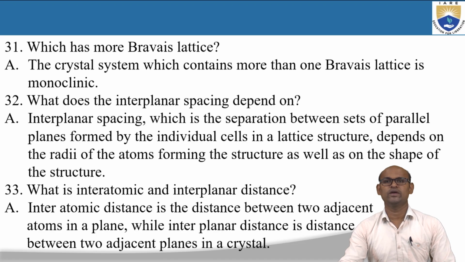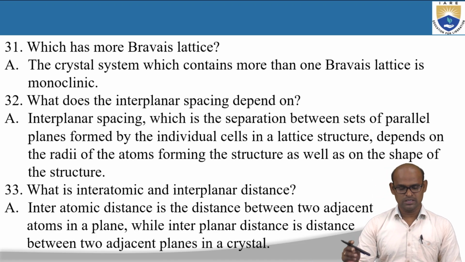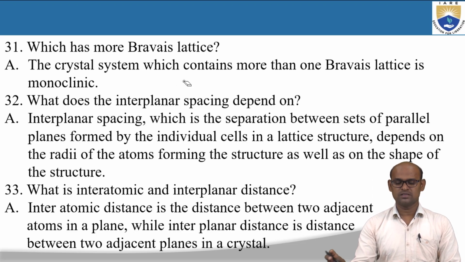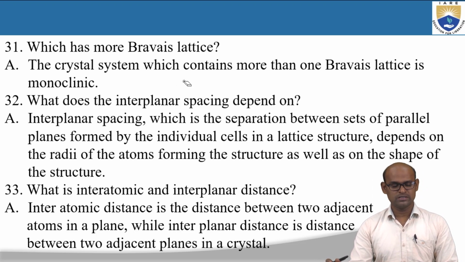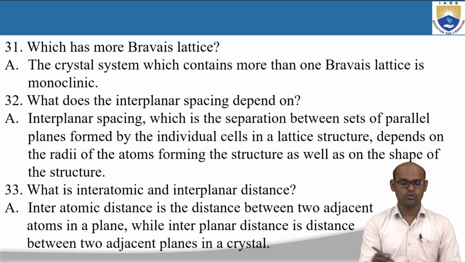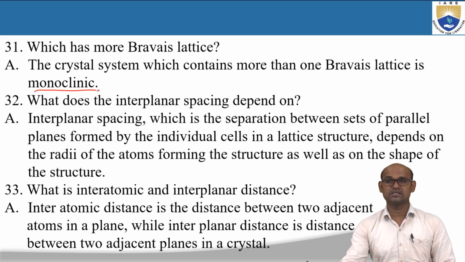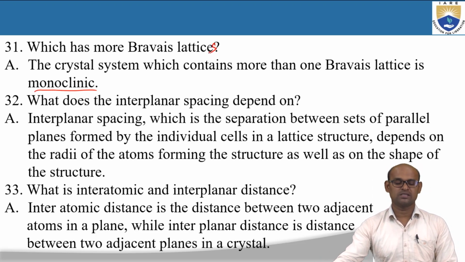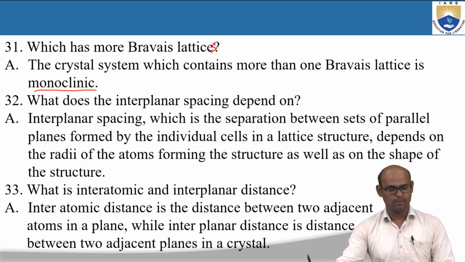Which has more Bravais lattice? The crystal system which contains more than one Bravais lattice is monoclinic. Okay, so which has more Bravais lattices? So the monoclinic system has more Bravais lattices.